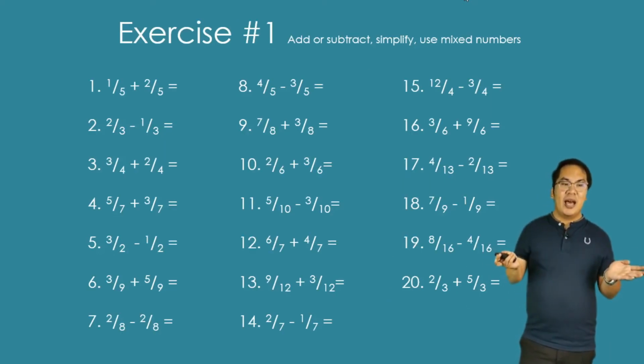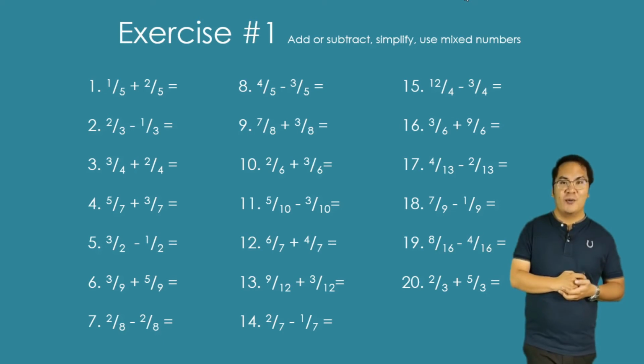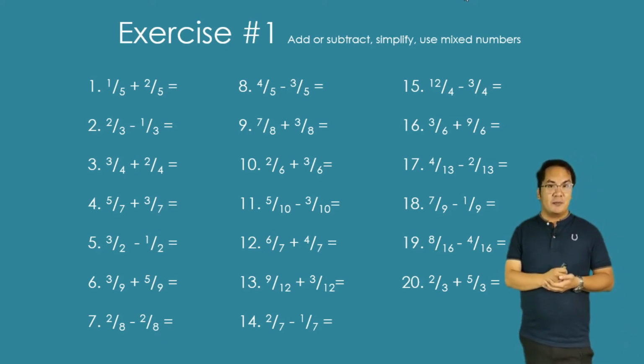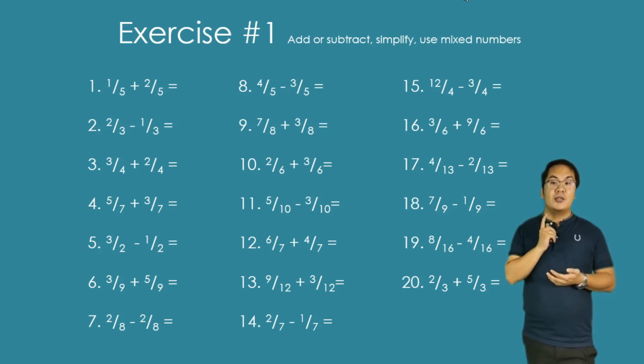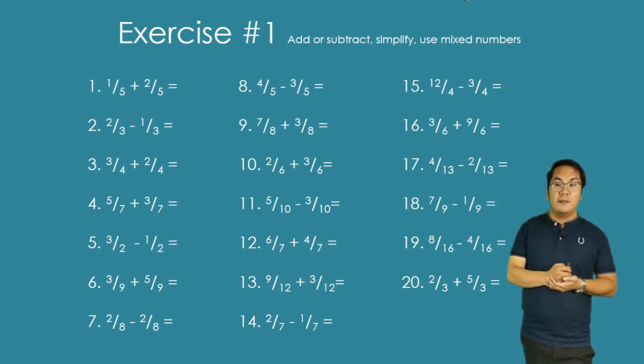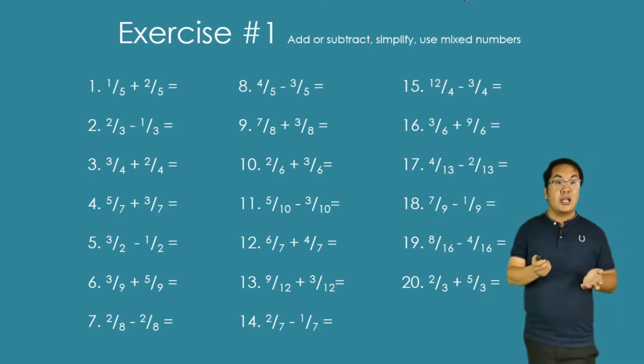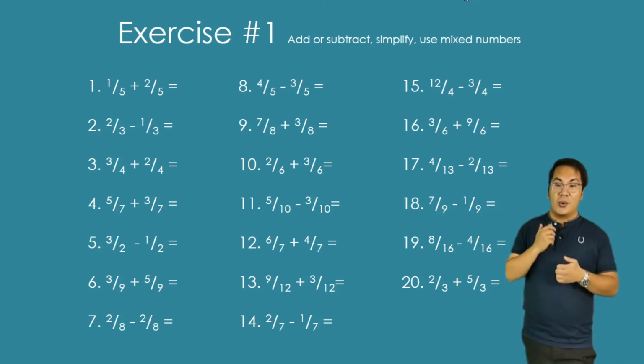I am going to give you exercise number 1. So, I want you to get a pencil and paper. Then you can answer this in 5 minutes. Okay? Then you are just going to add or subtract and make sure your answer is in the simplest form. You can also use a mixed number. Okay? Let's have this one.